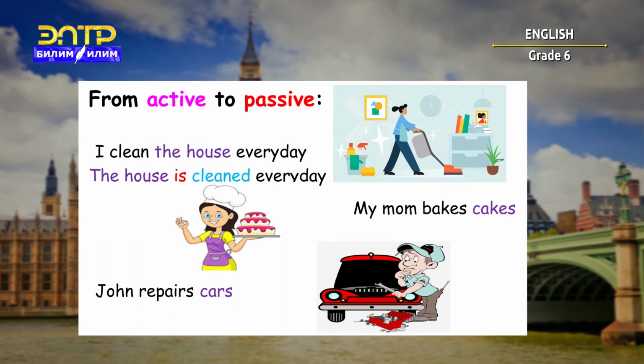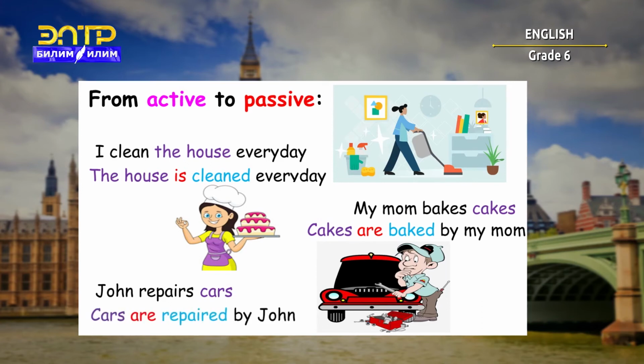Active sentence: my mom bakes cakes. And the passive form: cakes are baked by my mom. The next. John repairs cars. And the passive form is: cars are repaired by John.